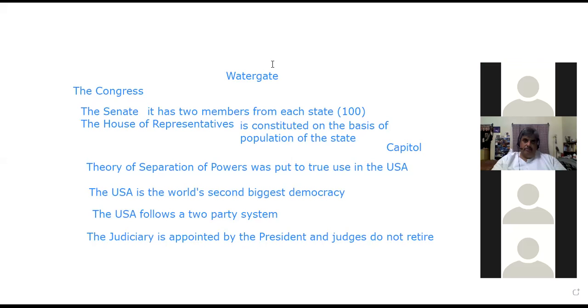Okay, so yes, Ms. Rachna. Sir, the president is chosen by the electoral college. How is it democratic, sir? People have the real power, no?